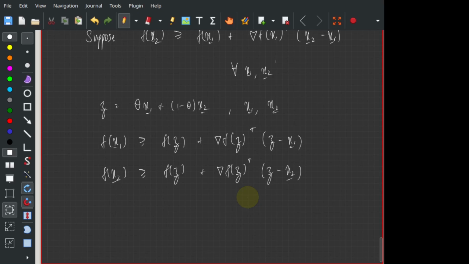So what do we want to finally show? We want to show that f of z is less than or equal to theta f of x1 plus 1 minus theta f of x2. Multiply with theta and 1 minus theta. Okay, so let's multiply the first inequality by theta, the second inequality by 1 minus theta.